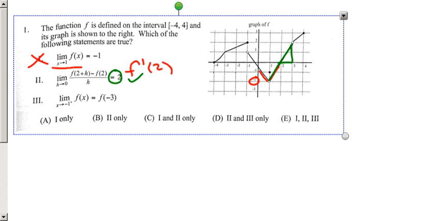And then the second question says, as x approaches -1 from the, I think that's from the positive side. Yeah, from the positive side. So imagine us getting closer to -1 from the positive side, we are approaching 1. And does that, in fact, equal f of -3? Well, f of -3 is here, and that also is 1. So this is true as well. So our answer is D.